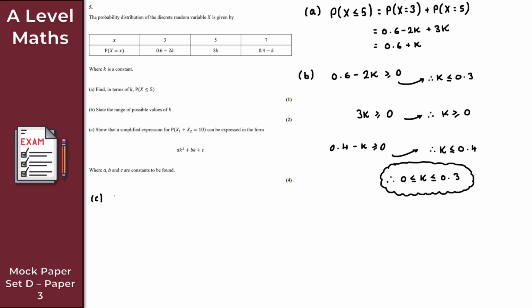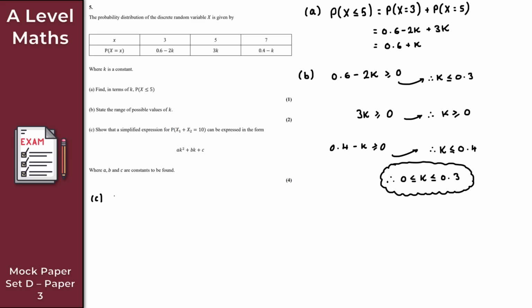So two lots here of 0.6 minus 2k times 0.4 minus k. So 0.4 minus k there, like so. And what I've also got here is the probability for 5, right? So that's 3k times by itself again. So 3k times 3k, which is simply 3k all squared, which would give us 9k squared, but I'll just show my working first before I actually evaluate anything.